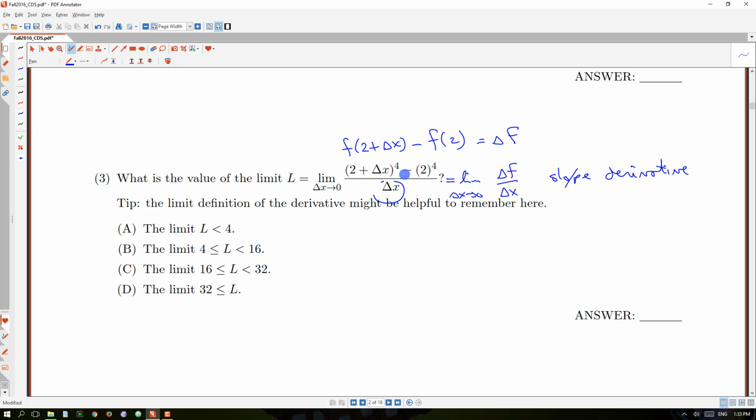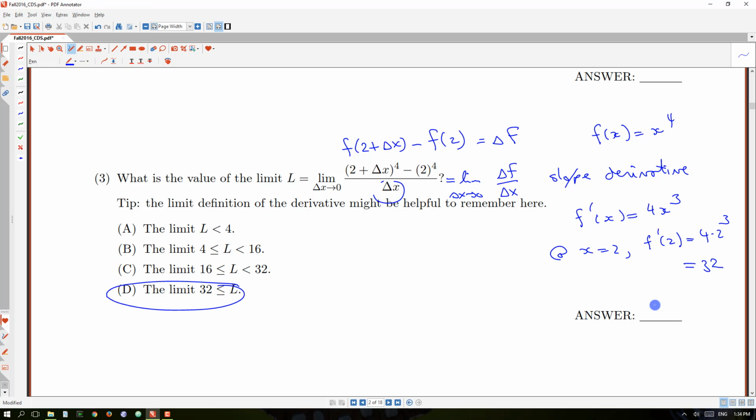And so if we can recognize what the function is, which is here it's 2 plus delta x to the 4, what we're talking about is a function of x to the 4, and we're asked for the derivative of that, so f prime of x is equal to 4x cubed. At the point x equals 2, the slope will be 4 times 2 cubed. That's 4 times 8, that'll be 32. And that gives us an answer of D.